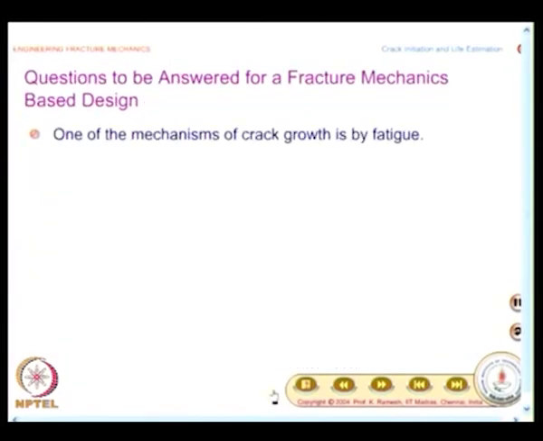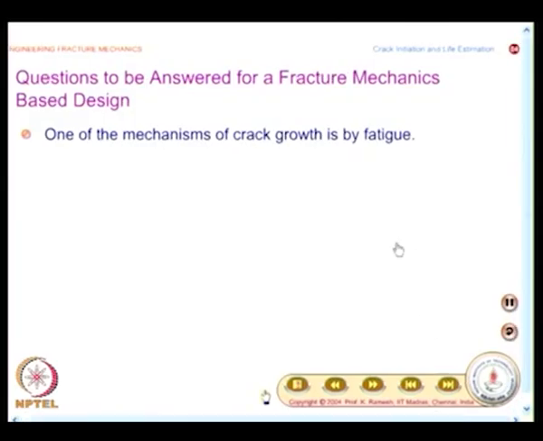Fatigue based design, you will do only this. The moment I come to fracture mechanics, I am going to ask more questions, and you have to keep in mind, one of the mechanisms of crack growth is by fatigue. The crack grows in service.